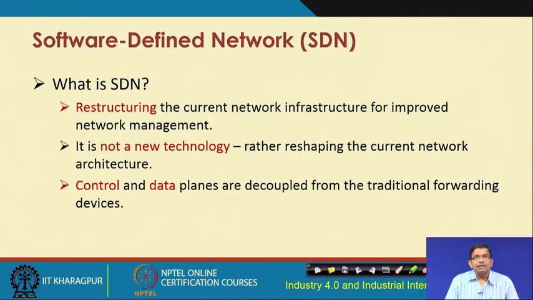So, what is this SDN? It is the restructuring of the current network infrastructure for improved network management. When we talk about restructuring, as this particular term suggests, it is not a new technology, but a technology that will help you to re-engineer, to reshape, to relook at the current conventional network architecture, and provide an efficient mechanism of doing things. So, how is it done? As I told you earlier, it can be done by separating out the control plane from the data plane, a process of decoupling, by which the traditional forwarding devices will only take care of what they are instructed to do by the controller, the control plane equipment.